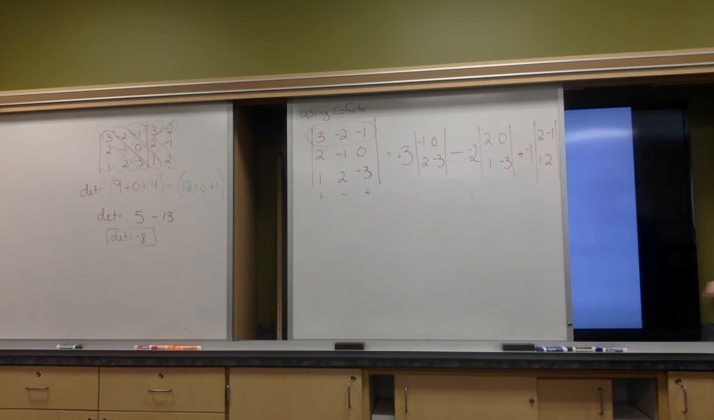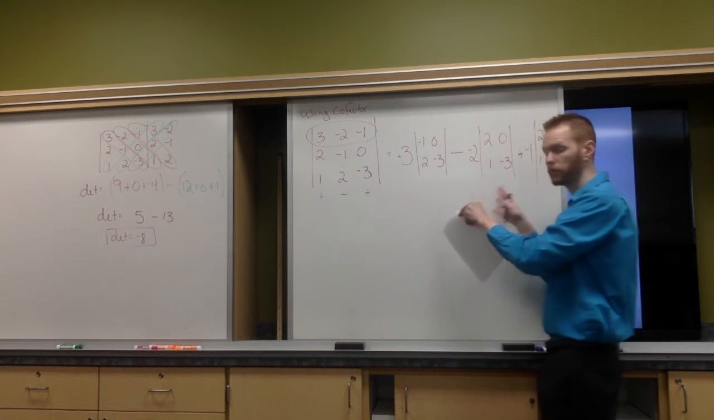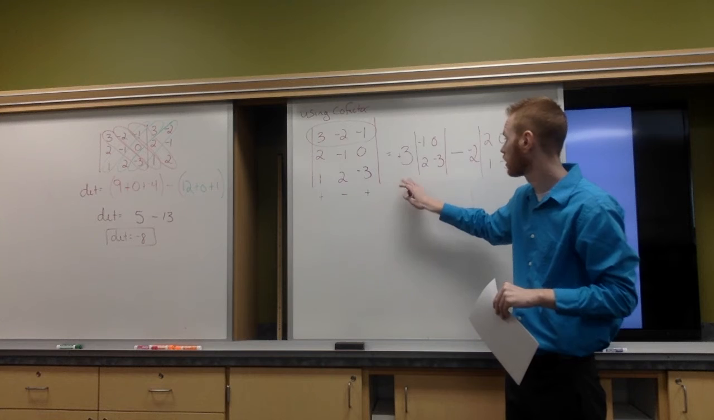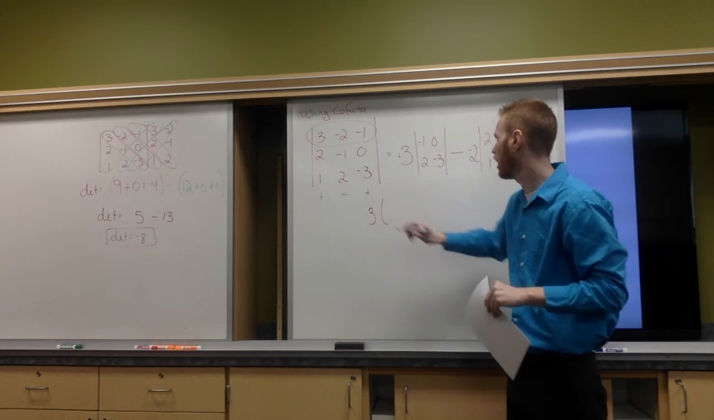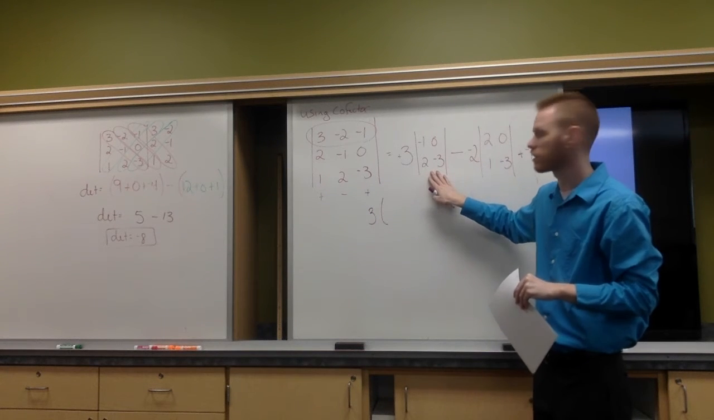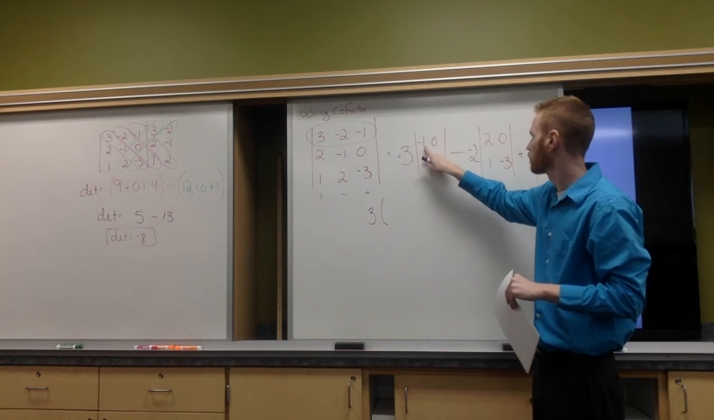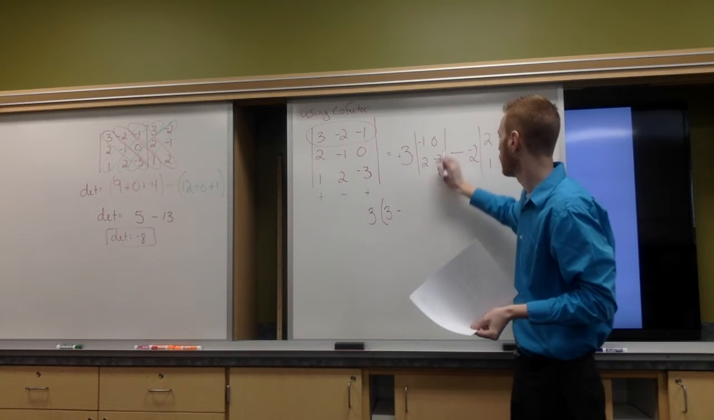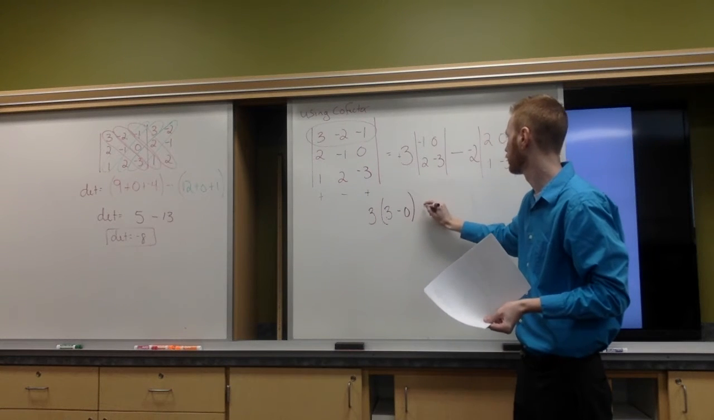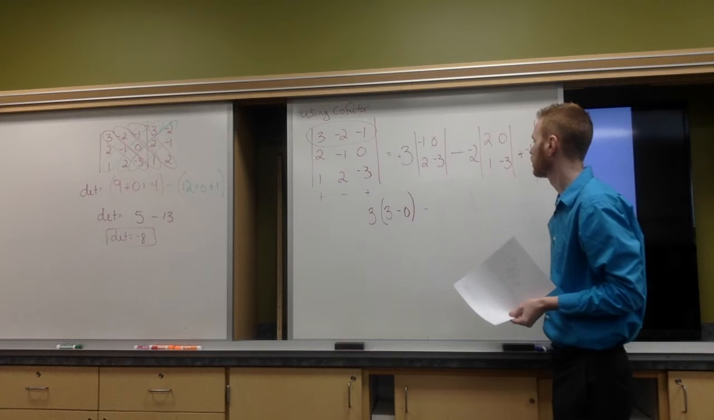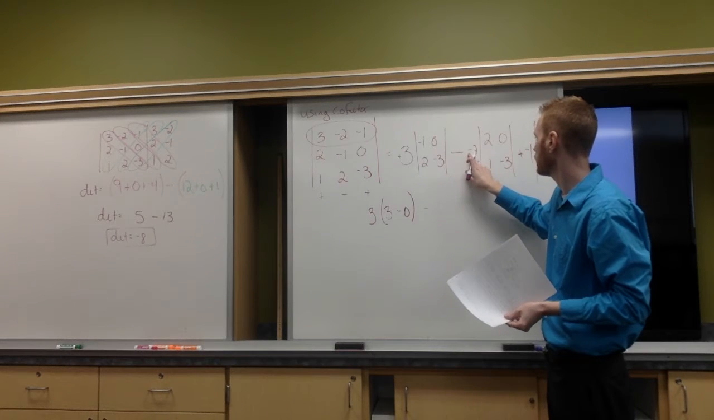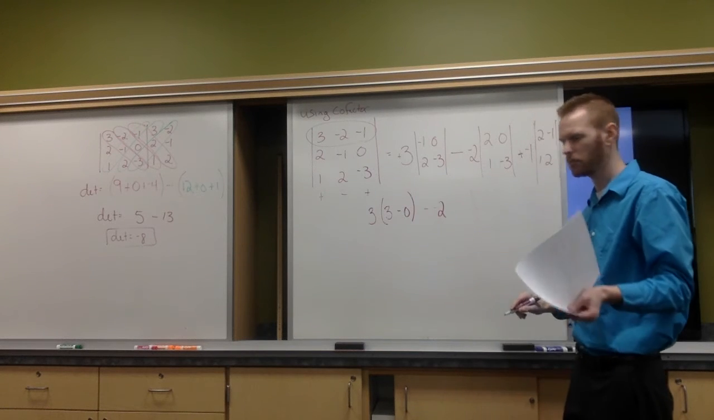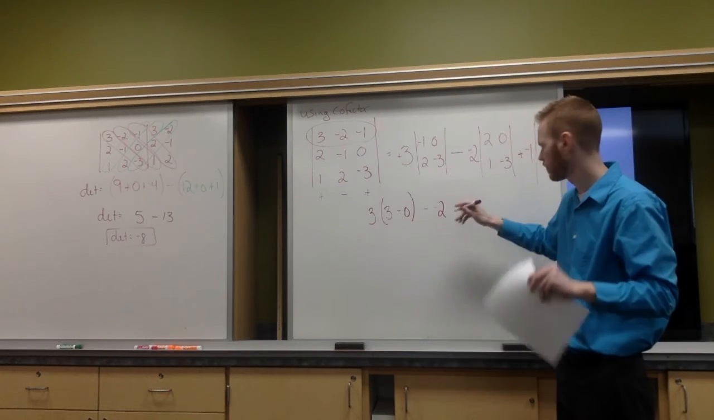So, looking at this, I'm now going to solve each one individually for its determinant and go from there. So, let's look at this one here. I have a 3 times, what's the determinant of this matrix? Well, multiply the diagonals. Negative 1 times negative 3 is 3, minus 0. Okay. So, if I'm subtracting a negative 2 to this guy, let me just keep it there for right now. We'll get back to it. I just want to keep the negative there.